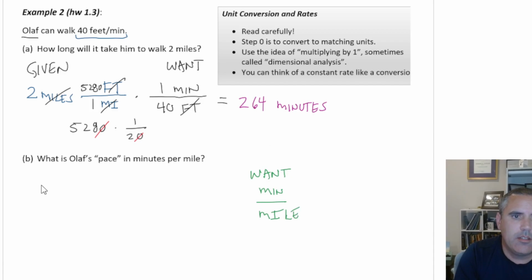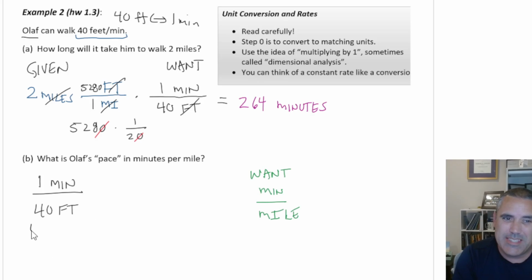And what was I given? I was given that I know it takes 1 minute to go 40 feet. So it's really about turning feet into miles. This was mostly an opportunity to see how we think about this as an equivalence, as 2 things that are equal. How we basically think about this as 1 for Olaf.